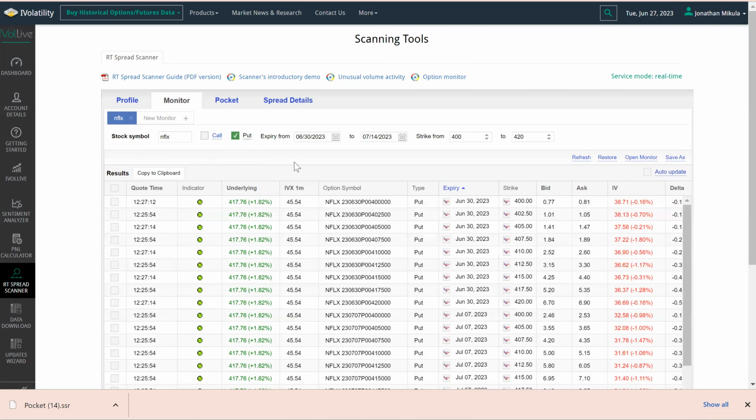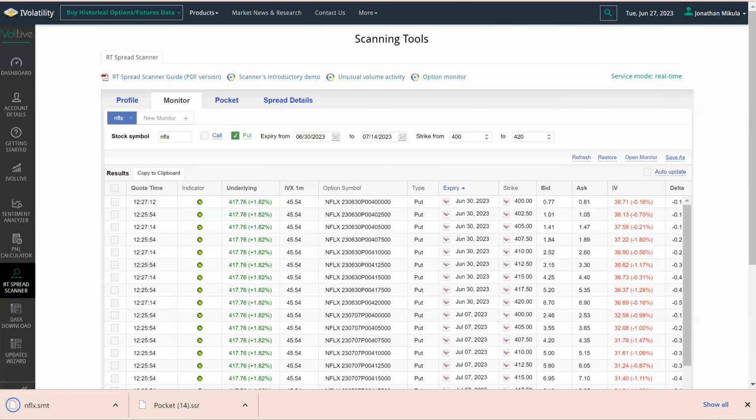You could just check the put box. And now this is only showing us the put results. So we know exactly how much it would cost us, what the implied volatility is, what the delta is, etc. So depending on how I want it to be bearish, those are the different ways I could filter these results. And then I can save.